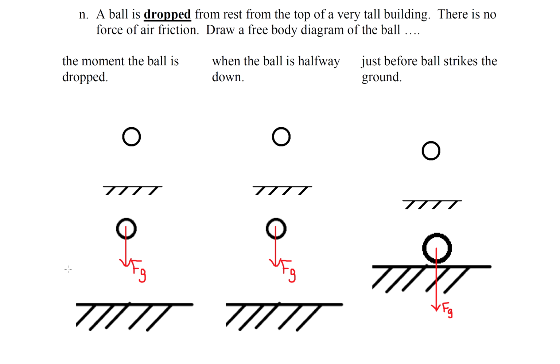So the force of gravity only points down, and they should be all equal in length. Because force of gravity is equal to mg. So if all three images have the same mass ball, g is 9.81 down, the length should be the same for all three of them.